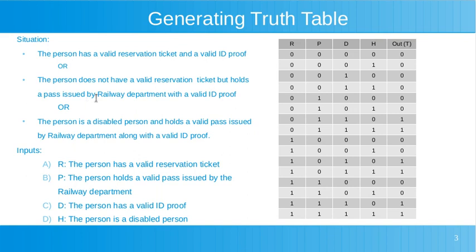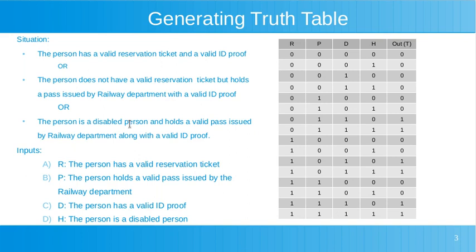holds a pass issued by railway department. Holds a pass issued by railway department means P equal to true. P equal to true here and with a valid ID proof. So P equal to 1 here and valid ID proof 1 here. So these 2 are true. And here these 2 are true.